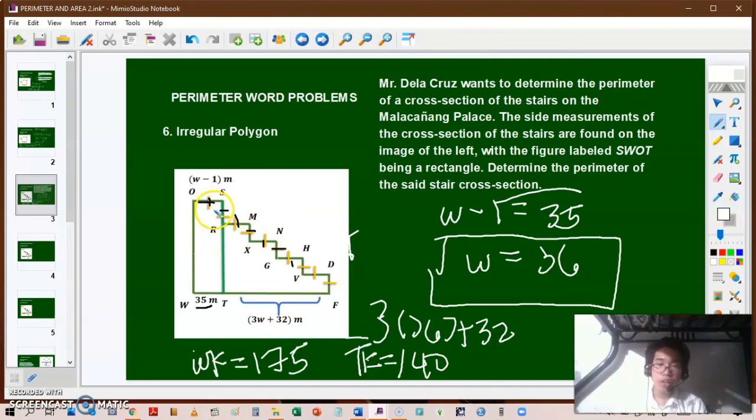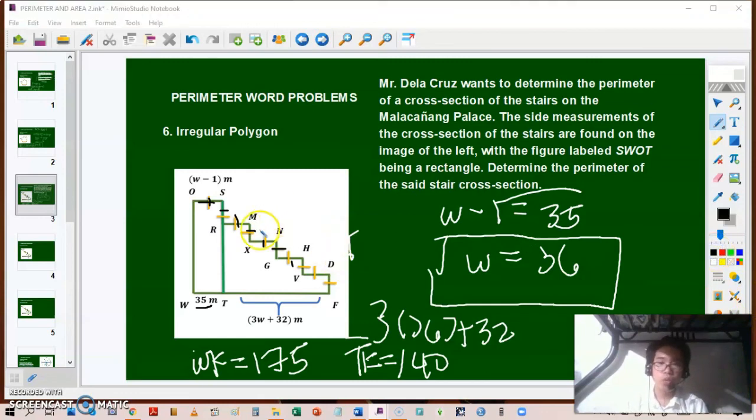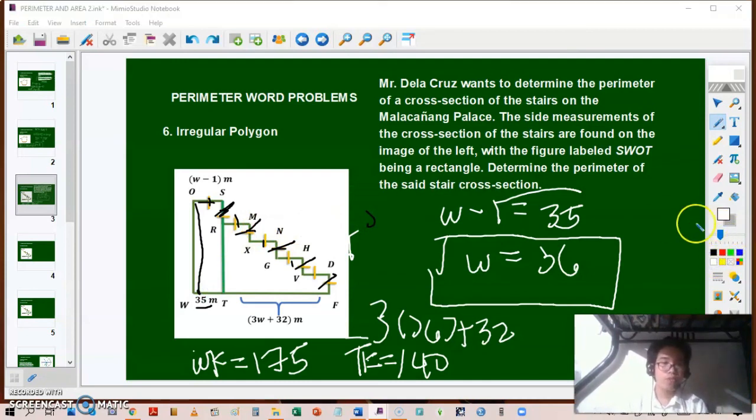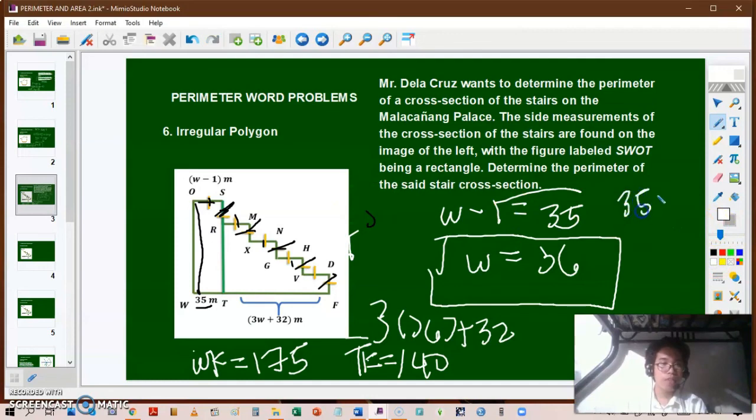Now we only need to find the measurement of OW. To get that measurement, we can see that this segment, this segment, this segment, this segment, and this segment, if you add the measurements of those 5 segments, you get the measurement of OW. So we simply have to multiply 35 by 5. 35 times 5 is 175. That means OW measures 175.